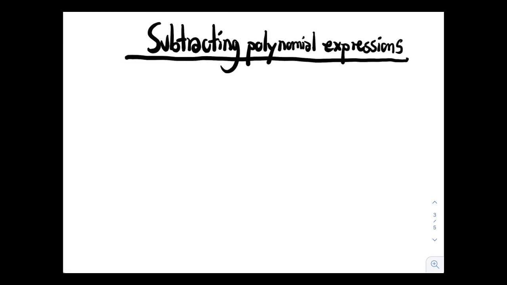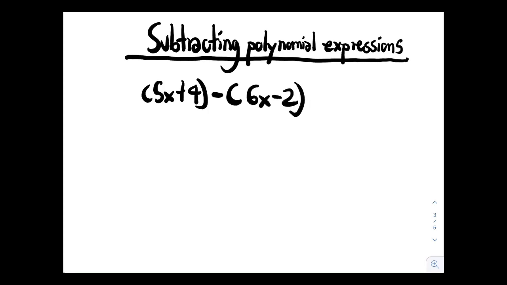So what I showed you is how to add two polynomial expressions, and now I want to show you how we would subtract two polynomial expressions. So let's use the same polynomials as before, except we are subtracting them. So subtracting a polynomial is equivalent to adding the inverse polynomial.